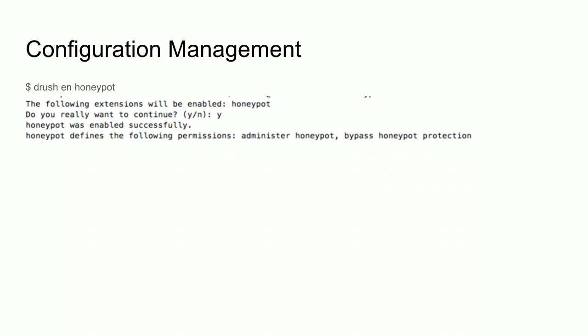So let's go back to our honeypot module that we downloaded half an hour ago, and I'm going to turn it on. We haven't really talked at all about Drush. If you aren't familiar with Drush, you should get familiar with Drush. But this command simply turns on the honeypot module. And after turning itself on, you can see that it installs some permissions, and so on and so forth.